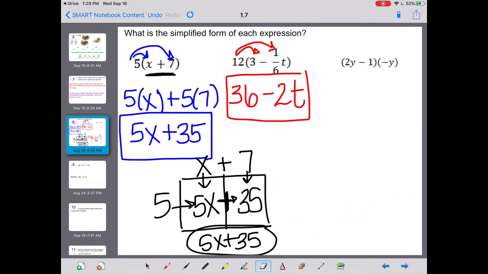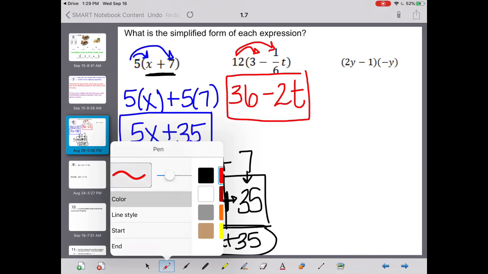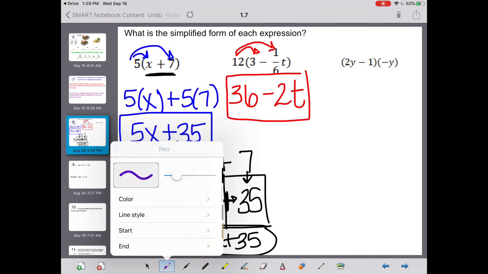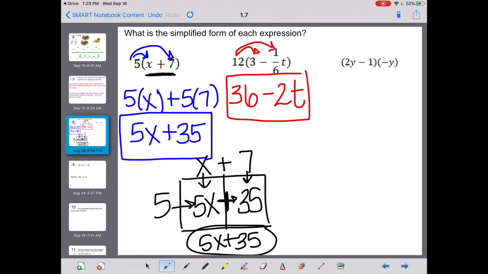All right, this third one has another little trick to it. Change our colors so you can tell them apart. Okay, this is your outside number, so I can move it if I want to. Otherwise, I just know that it has to be shared with both of these. So I will have negative y times 2y minus negative y times 1.